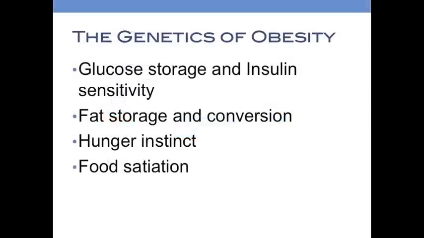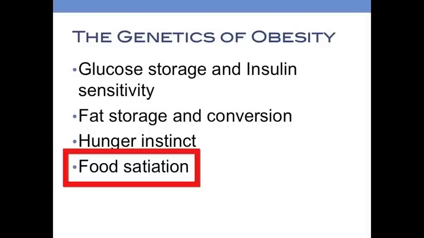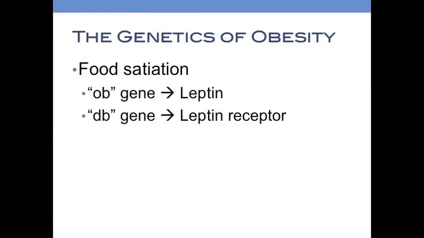In the context of obesity, we are talking about genes that are involved in the glucose storage and insulin sensitivity pathways, fat storage and conversion pathways, the hunger instinct, and the food satiation pathway. Genes that code for hormones in all of these pathways, when mutated, can cause excess weight gain over time. For today's presentation, we will be concentrating on the genes that code for hormones involved in the food satiation pathway. Why are we concentrating on these genes? Well, that's because the most promising research is involved in the leptin pathway.